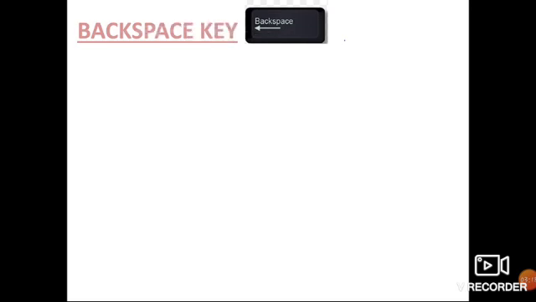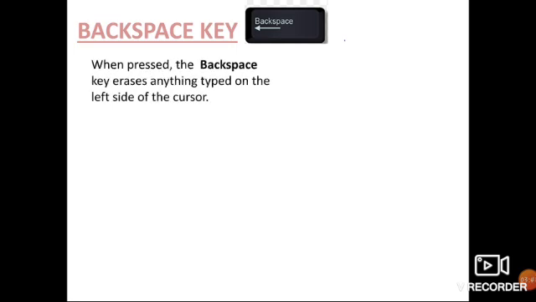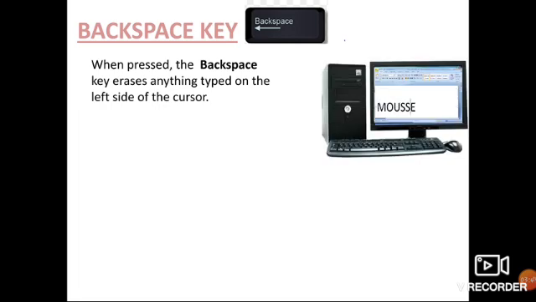Next we have the backspace key. Now children, when you write in your notebook, if you write anything wrong, what do you do? You just erase it with your eraser or rubber, isn't it? But in the computer, to erase it we use the backspace key, where whatever wrong you have written can be removed easily. When you press backspace, anything you have typed to the left side of the cursor will be erased.